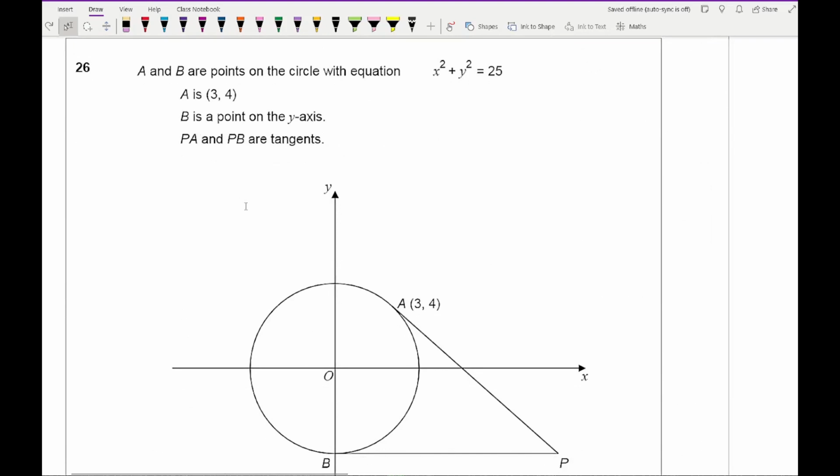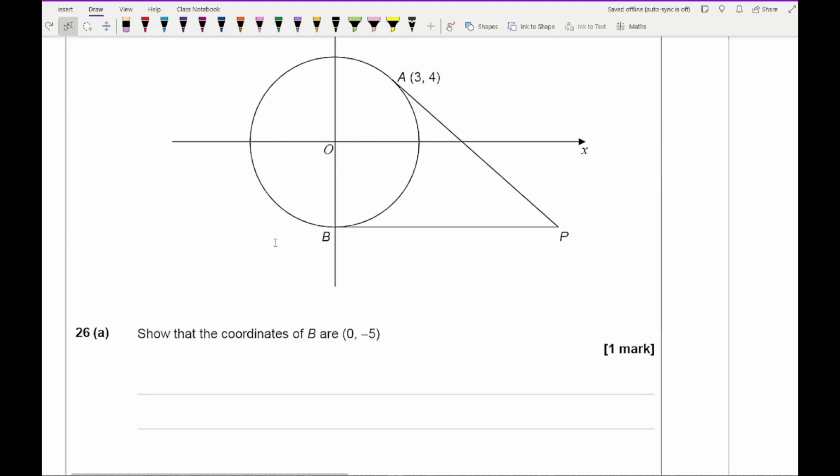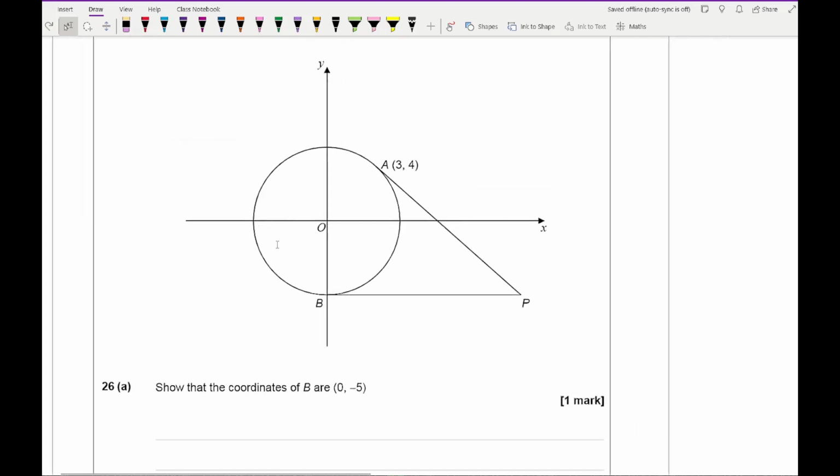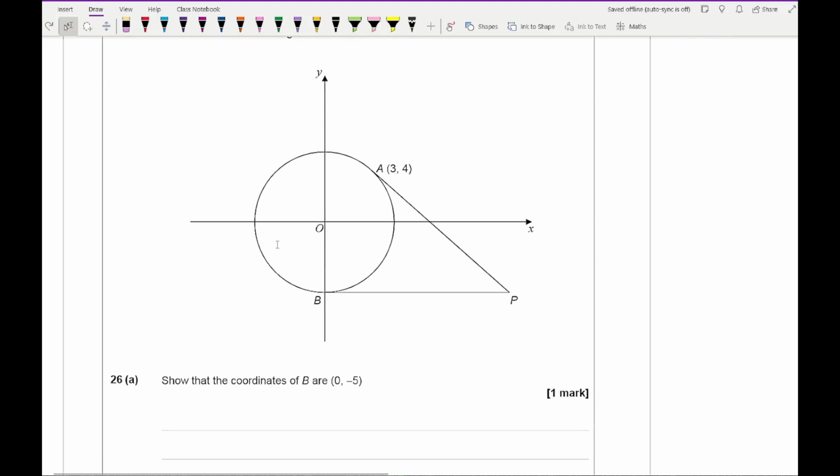Then moving on to question 26, it says A and B are points on a circle with the equation of x squared plus y squared equals 25. A is 3, 4, B is a point on the y-axis, and PA and PB are tangents. And for part A, it says show that the coordinates of B is 0, minus 5. So if I just zoom out so we can see that a little bit clearer on the screen.